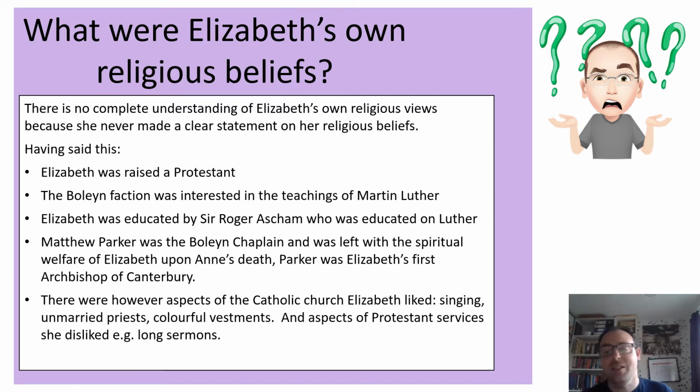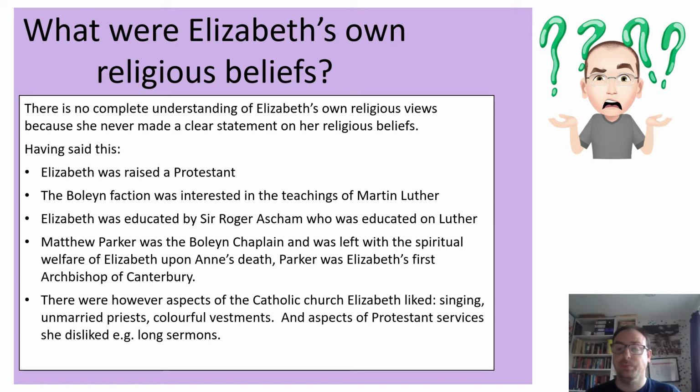So there's this line through to the Protestantism of the Boleyn faction, and obviously we can then look back at the reign of Henry VIII and how it was Anne Boleyn and the supporters around her who pushed Henry away from Catholicism, away from the Catholic Church. So with Parker as that connection, that gives us a hint that maybe that's where Elizabeth's ideas are as well.